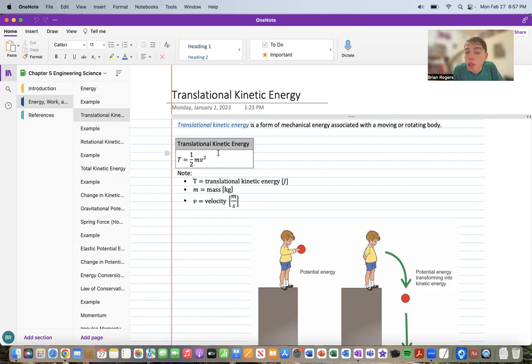And so translational kinetic energy, how do we calculate it? Here, translational kinetic energy is represented with a capital T. And since it's energy, it's in units of joules, just like we saw. Work is energy, work's in units of joules, energy is in units of joules. Translational kinetic energy is a form of energy, so that's why it's in units of joules. So the translational kinetic energy is equal to 1/2 the mass times the velocity squared.